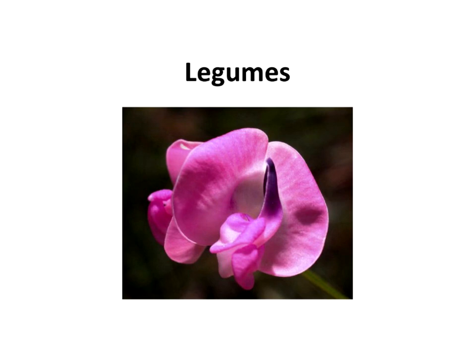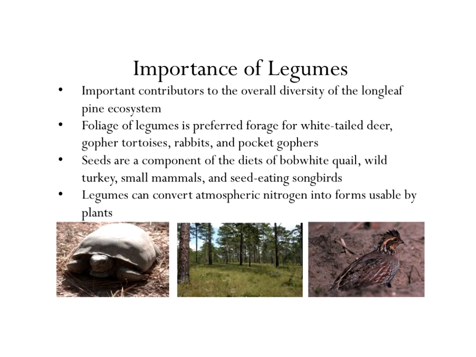Now let's go into some of the legumes. So why include legumes? There's a lot of talk about legumes, especially when you're restoring for wildlife. They're an important contributor to the overall diversity of the system. There's so many different legume species that you find in the understory. The foliage is a preferred forage for deer, gopher tortoises, rabbits, and pocket gophers. Seeds are a component of the diets of bobwhite quail, wild turkeys, small mammals, and seed-eating songbirds. So wildlife of all sorts utilize legumes.